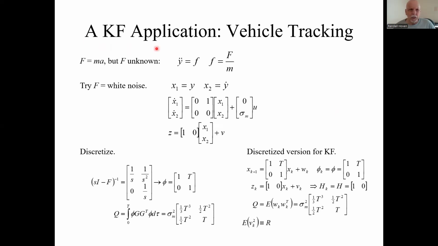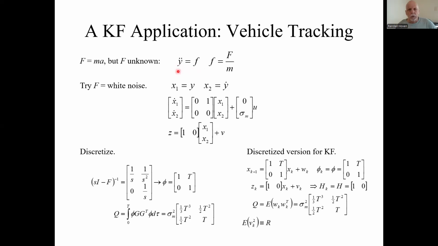One application of a Kalman filter is tracking a vehicle, some other vehicle. That vehicle is going to follow F equals MA, but we don't know the F. We don't know what force. If there's an airplane out there being flown by some pilot, we don't know what the pilot's doing. So how do we track that?